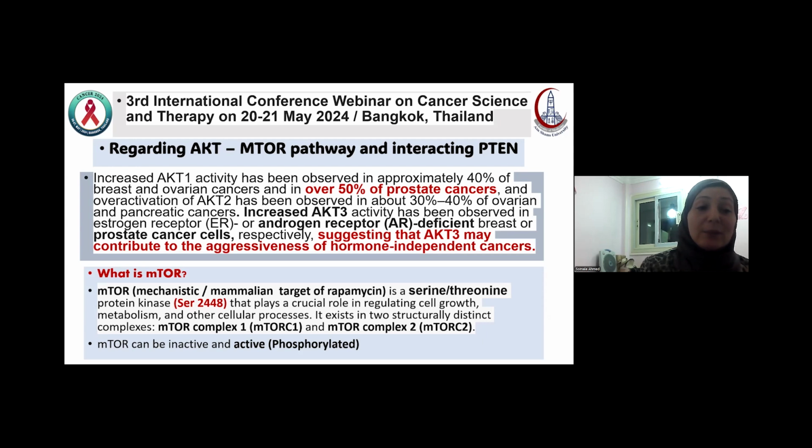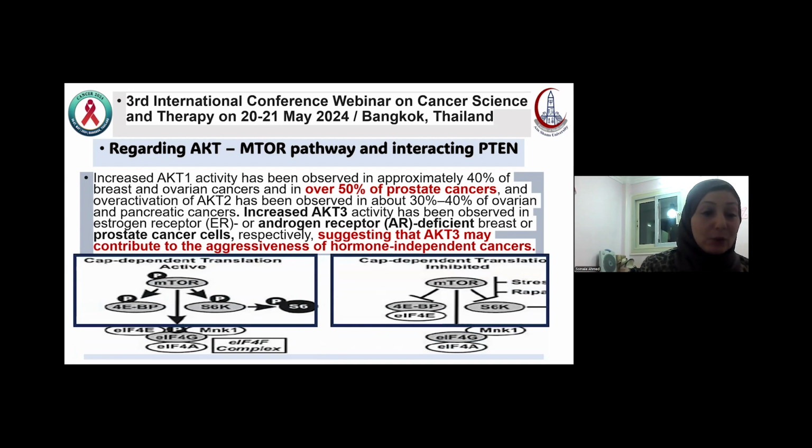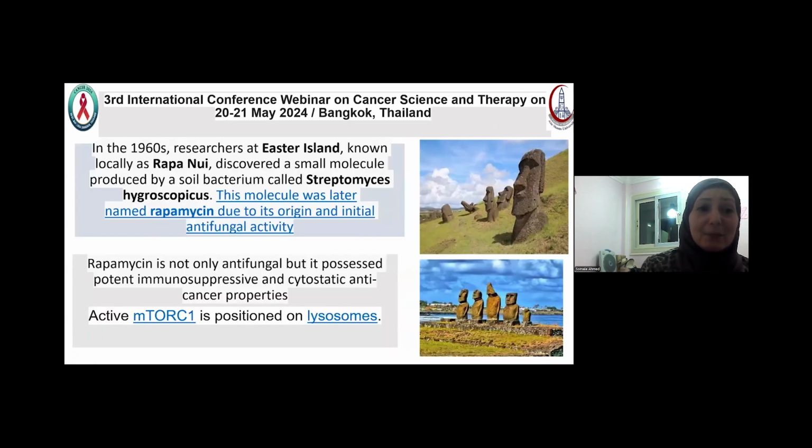And as I say, mTOR can be present in two forms, mTOR complex 1 and mTOR complex 2, and the active form is the phosphorylated form. So mTOR can be present in an active phosphorylated form and an inactive non-phosphorylated form. Just a short note about mTOR.